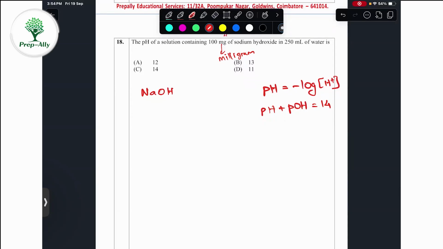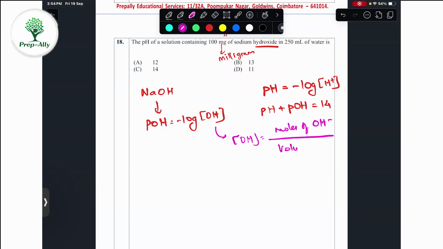Here, what should I do? Here, they have given us sodium hydroxide, which is a base. We have to find first pOH using minus log of the concentration of base. So you need base concentration to find pOH. Concentration of OH is equal to what? It is nothing but molarity. Or I can say moles of OH minus divided by volume of solution in liter. That is already given. In liter, you can write it as 0.25 liter.